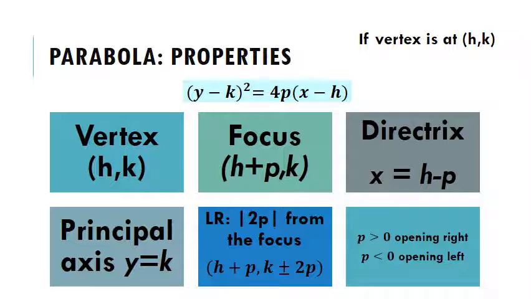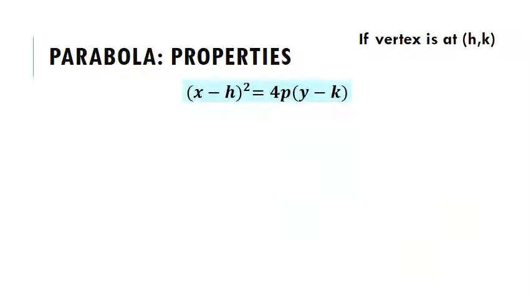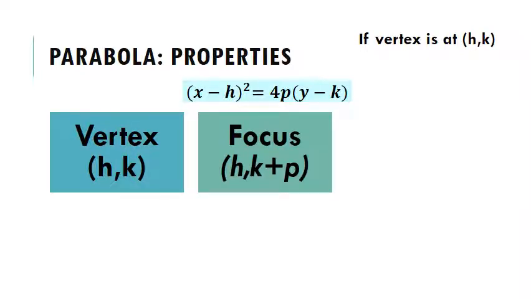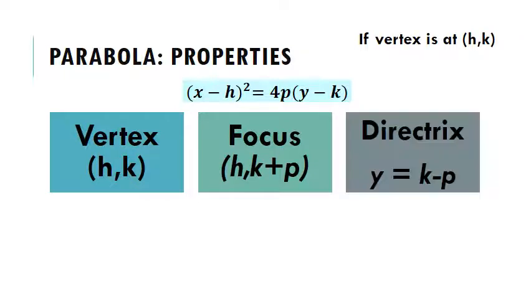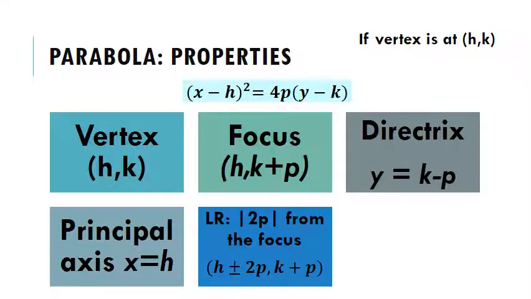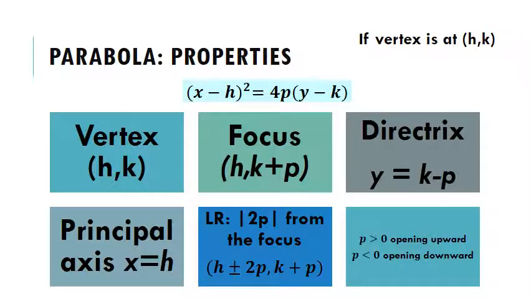Still, if p is greater than 0 or if p is positive, we'll have opening to the right na parabola. At if p is negative, opening to the left tayo. Interchanging x and y, ayan. So, vertex pa rin natin (h, k). Mababaliktad na. Ang focus natin ay (h, k plus p). Directrix ay y equals k minus p. Principal axis ay x equals h. Latus rectum, 2p from the focus. If p is positive, opening upward. And if p is negative, opening downward.